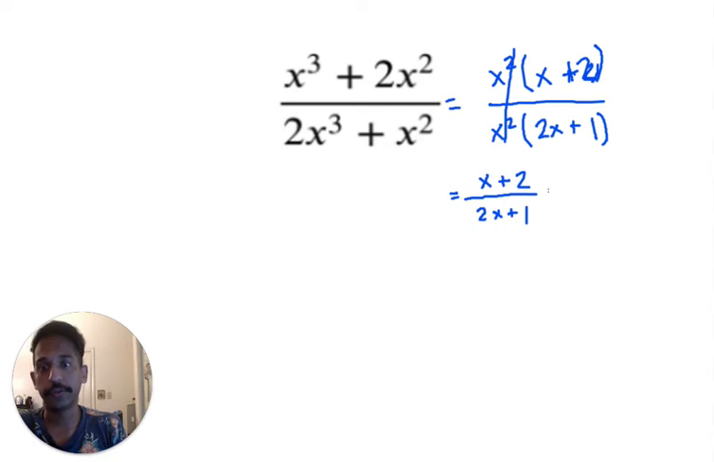If you want to go further, you can say what values of x are not defined here. Here, you see the x squared, if that x was 0, the whole thing would become 0, and so we have to say that x cannot equal 0.